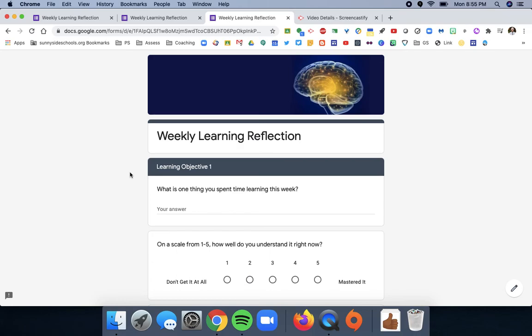So all this is some sort of reflection form, but this could be a good way to assess the learning process as students are going through it remotely or in the building as well.